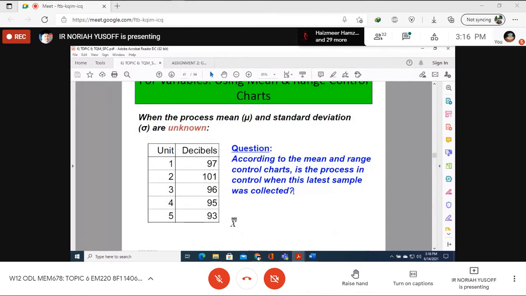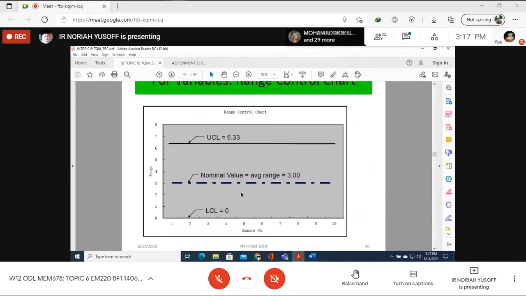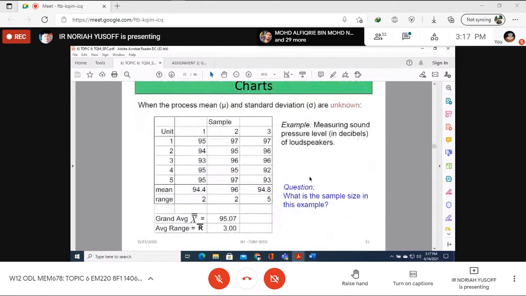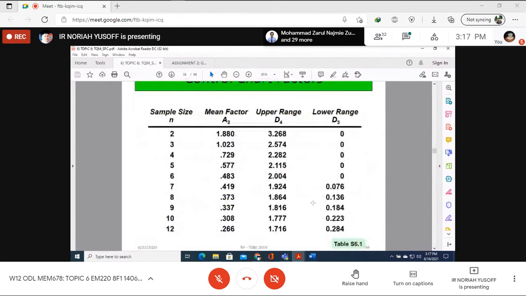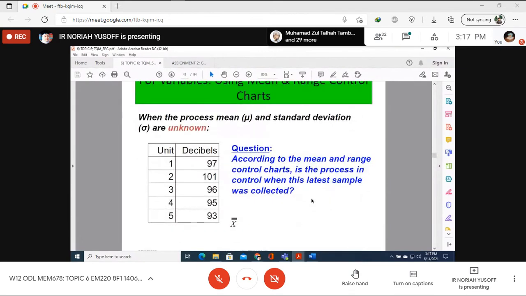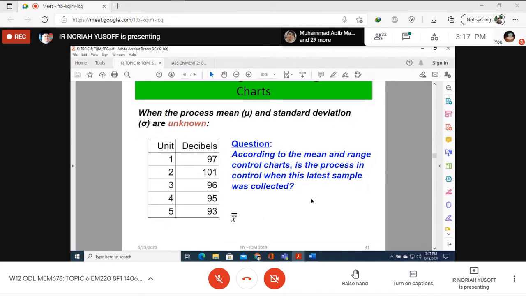So according to the mean and range control chart, is the process in control if this later sample was collected? Katalah saya tambah lagi satu sampel kat situ. Proses tu in control ke tidak? So, you nak kena buat macam mana? You have to recalculate lah ya. So, what you need to do, you add on this sample. Dia akan jadi sample number 4. Sample number 4, you letak tambah sini. And then you just do the calculation. You recalculate everything. You recalculate the mean value, you recalculate the range value dia, and then you replot everything. Then only you can determine whether the process is in control or not.